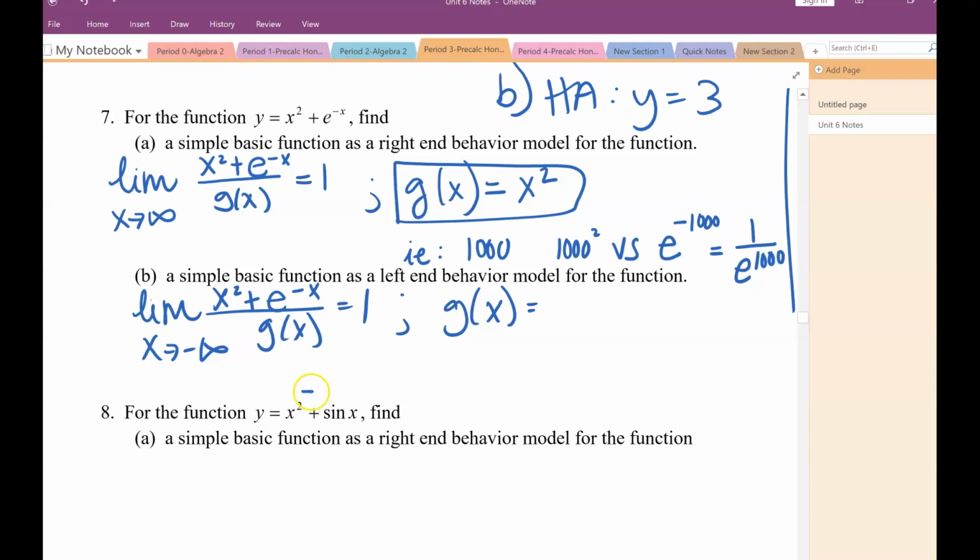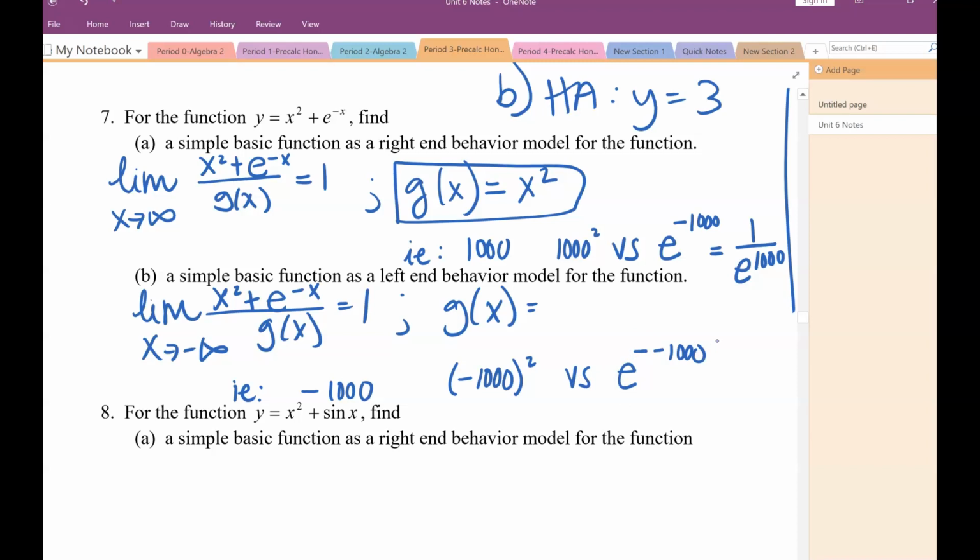Sure, negative 100, negative 1,000, it doesn't really matter. Okay, 1 is not an infinity number. You want to make it as big as you can. Okay, so question number 1. Term number 1 is x squared. So negative 1,000 quantity squared versus e to the negative of negative 1,000.